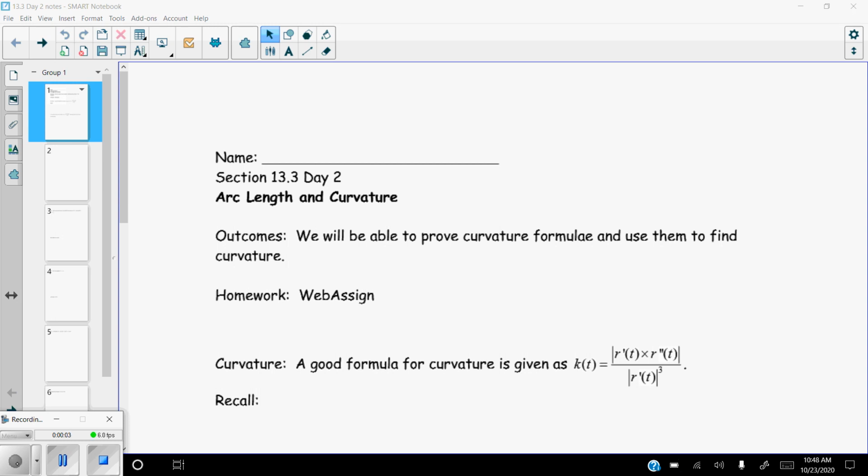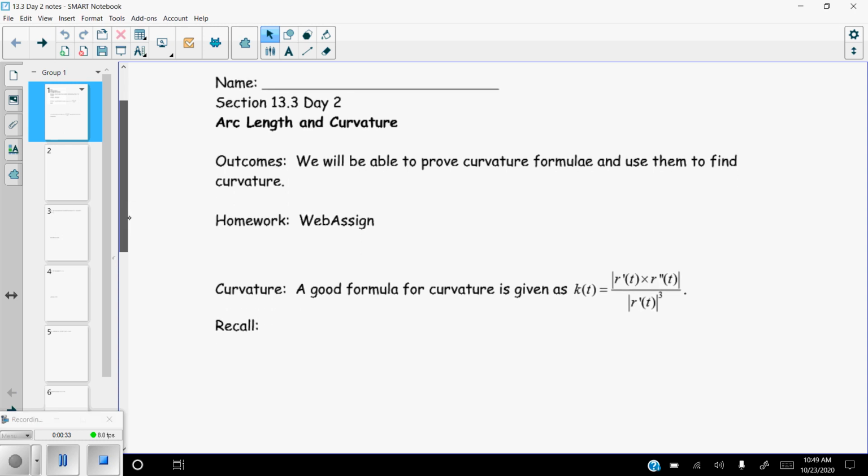Okay, so this is section 13.3, day 2. We're still talking about arc length and curvature. We're just going to come up with a better formula. As a matter of fact, what it says down there is a good formula for curvature is given as the magnitude of r prime of t cross r double prime of t divided by the magnitude of r prime of t cubed. And it's a much easier formula, believe it or not, to use. And it is a really good one for curvature.